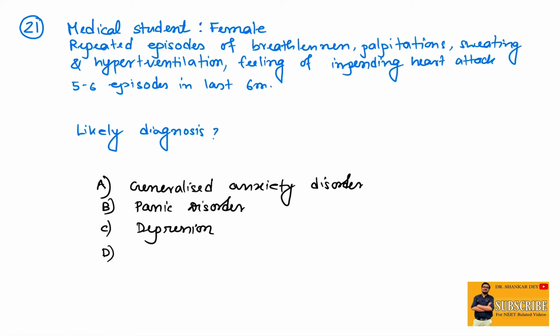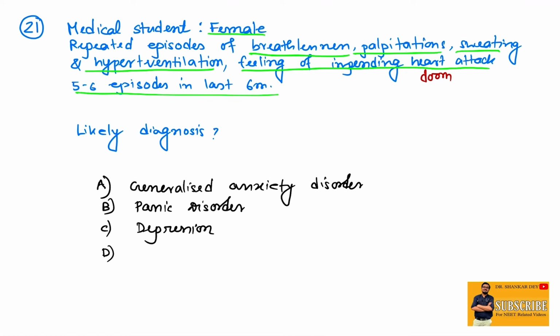So starting with question number 21, a female medical student presented with repeated episodes of breathlessness, palpitations, sweating, hyperventilation and a feeling of impending heart attack or feeling of doom. So, 5 to 6 episodes in the last 6 months. Which is the most likely diagnosis in this case?